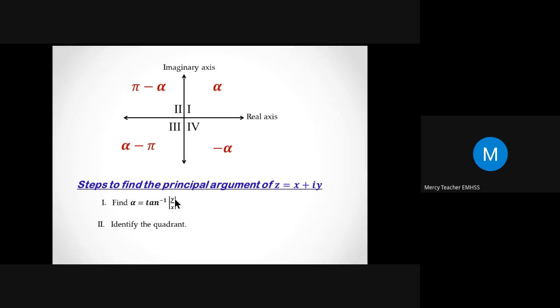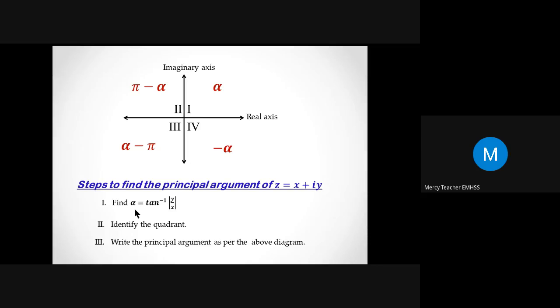The next thing is you need to identify the quadrant in which the given complex number lies. And then the third step is to write the principal argument as per the above diagram. If it lies in the second quadrant, you should apply this formula. If it lies in the third quadrant, you should apply this formula. So apply the formula and you will get the principal argument.